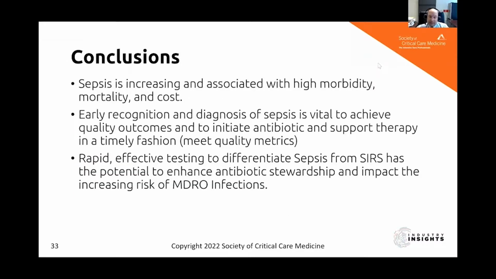So in summary, sepsis is increasing. It's associated with high morbidity, high mortality, and a high cost of care. What we truly need right now is the ability to help our early recognition, our early diagnosis of sepsis so that we can achieve our quality outcomes, improve our patient outcomes, and better make our antibiotic initiation and other support therapy decisions in a timely fashion, not only to meet quality metrics, but to help our patients' overall outcome. And a rapid, effective test to help differentiate sepsis from non-infectious systemic inflammation has the potential not only to enhance antibiotic stewardship, but also to impact the increasing problem with multi-drug resistant organism infections that is continuing to plague our healthcare system.